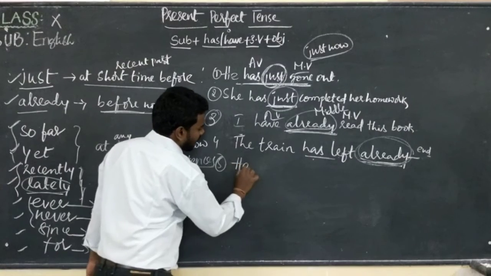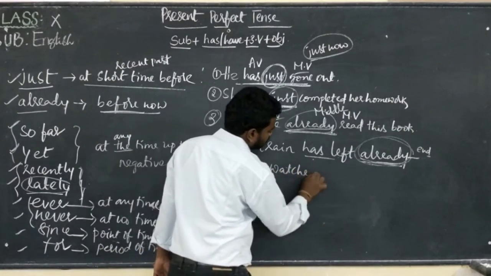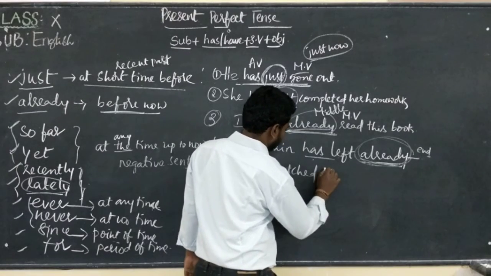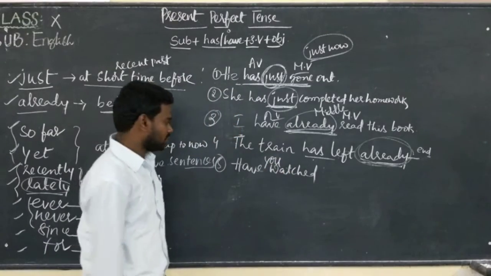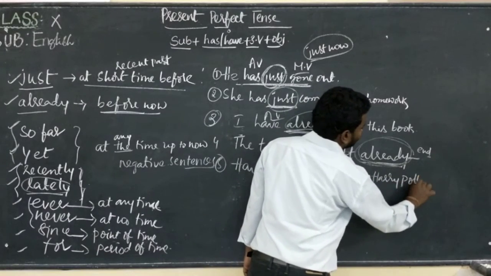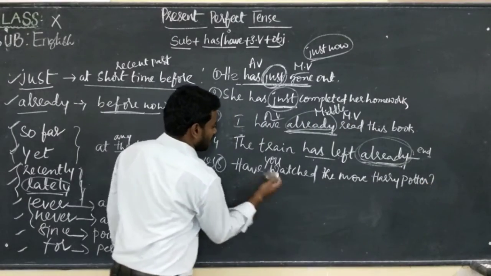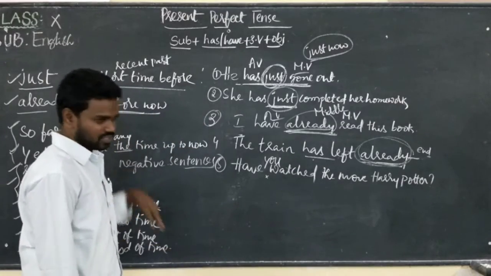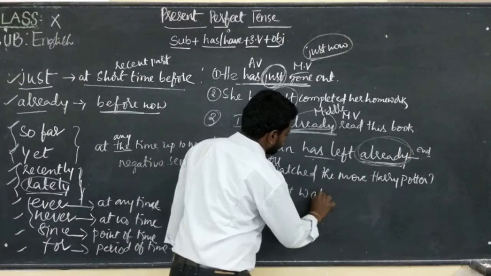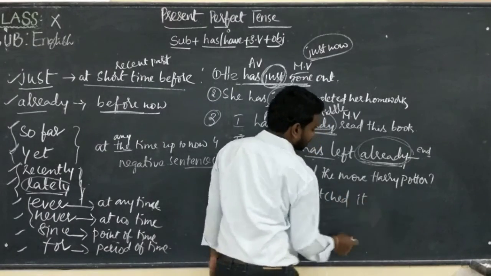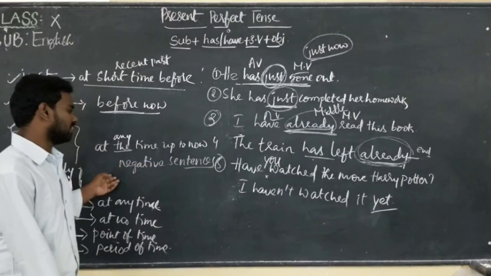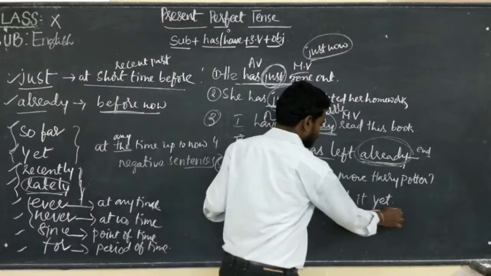For example, if I say, have you watched the movie Harry Potter? So here, I asked you a question. If you haven't watched it, you have to say, I haven't watched it yet. So yet is used to indicate a negative sentence. In a negative sense, we use yet. So far is also the same.